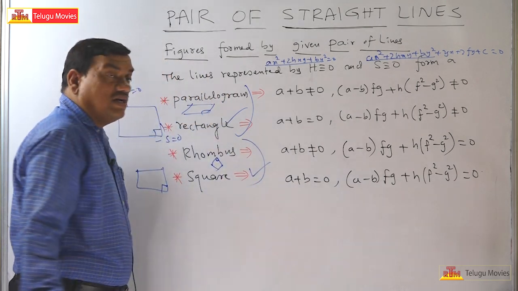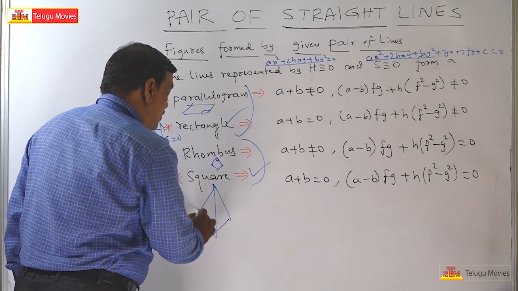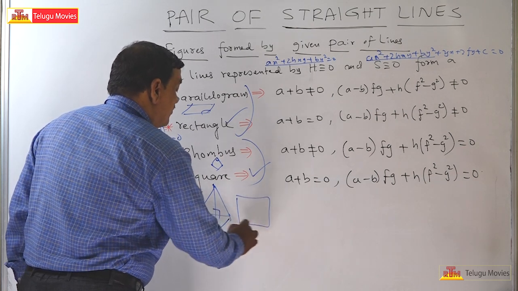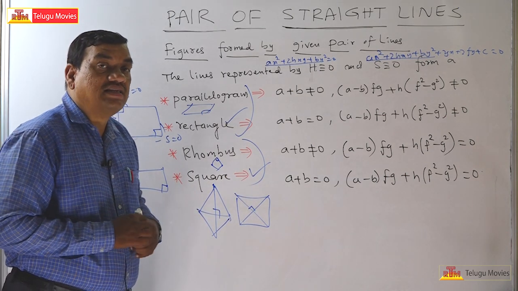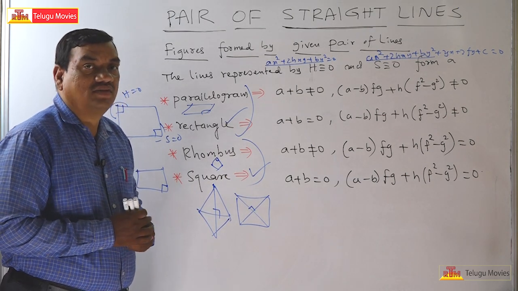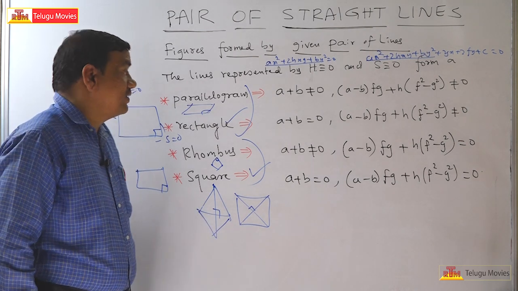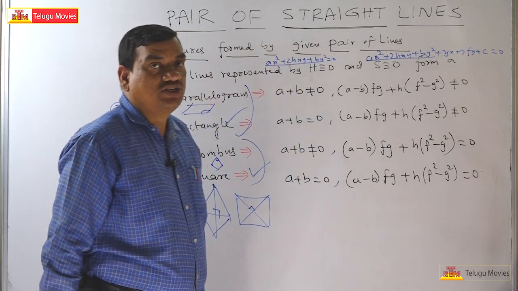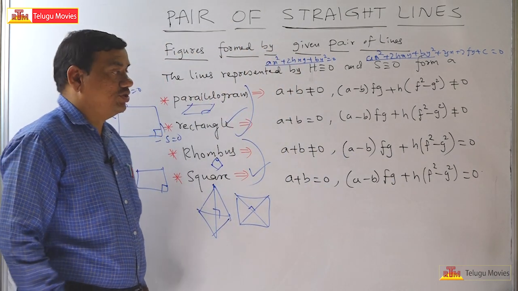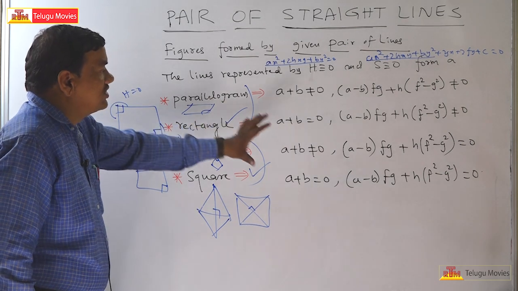But for rhombus and square, diagonals are perpendicular bisectors of each other. For square also, the diagonals are perpendicular bisectors of each other. Understand? That is why it is equal to 0. That is the thing. I hope that you understand these conditions.